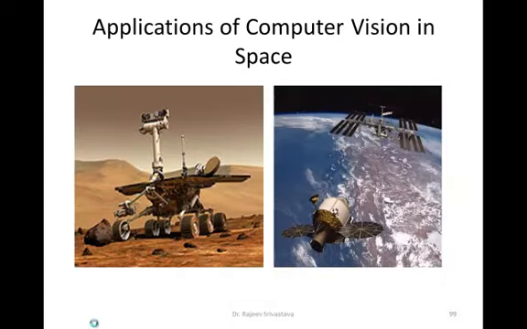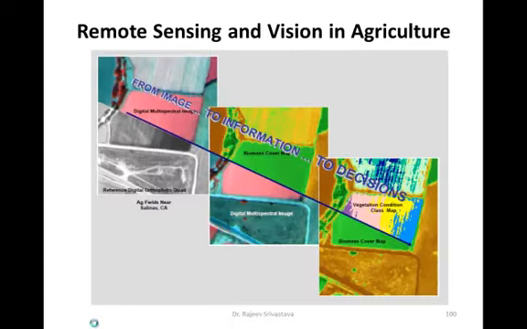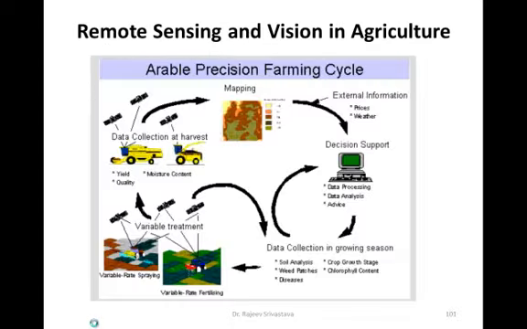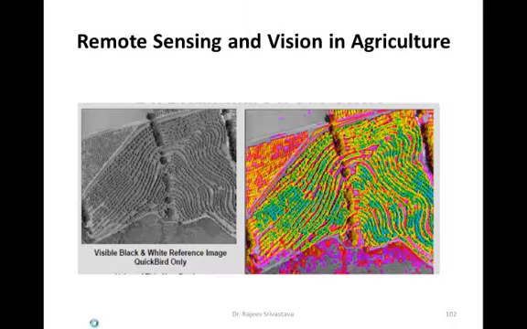Applications of computer vision in space. Remote sensing and vision in agriculture. Remote sensing and vision in agriculture, another example. Arable precision farming cycle. Another example of agriculture.